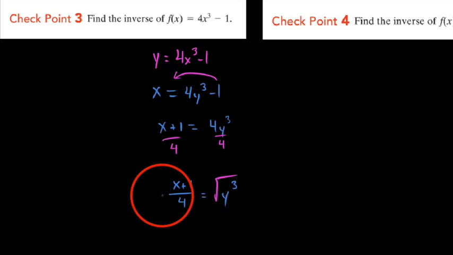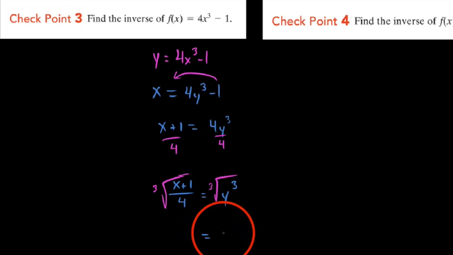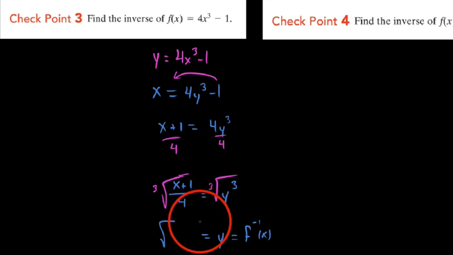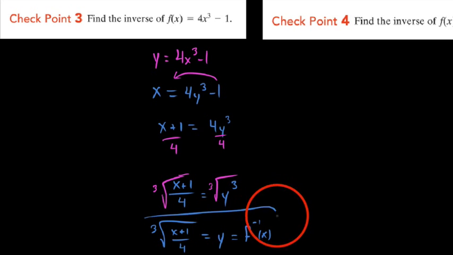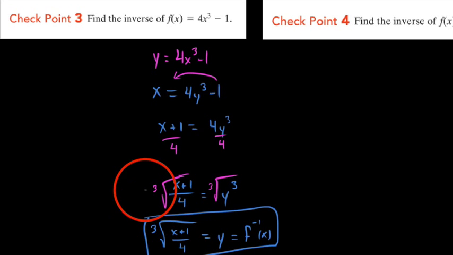And so we will take the cube root of both sides. And I'm going to call this f inverse of x. I'm going to leave this as just the cube root of (x plus 1) over 4 without rationalizing this. And I would suggest you check this out here.